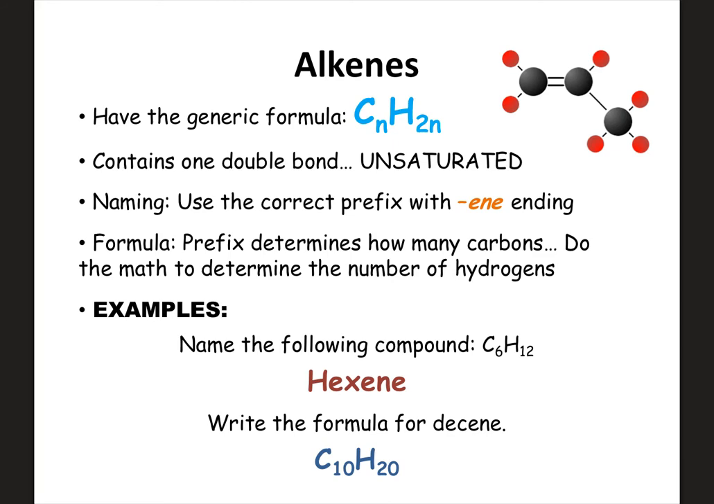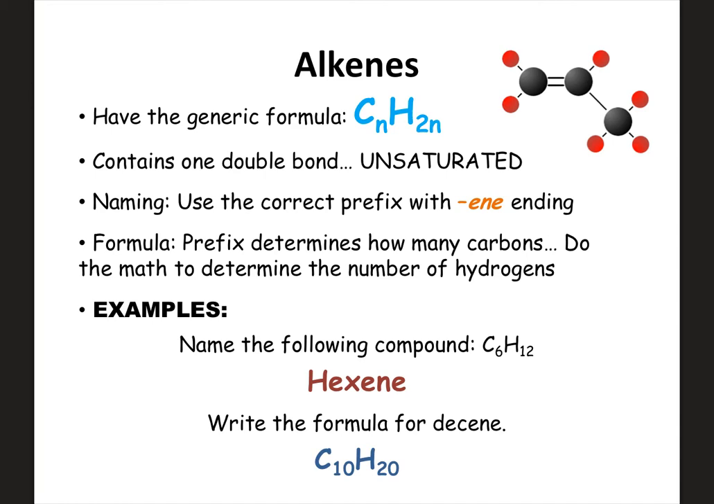Alkenes then have the number of hydrogens just being times 2 the number of carbons, so no plus 2 here. These actually have 1 double bond in them. So if you're given an alkene on the AP exam, you would quickly know there's going to be a double bond in there somewhere just by having a little bit of background information. These are unsaturated because they don't contain the maximum number of hydrogens that they possibly could because of the double bond. You need to use the correct prefix, though, with the ene ending.